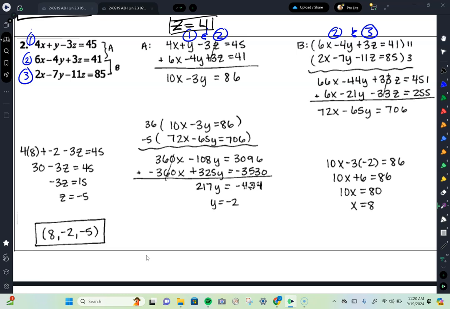I do it wrong. Because I have to eliminate the same. Yeah, you have to eliminate the same variable, right? So here we eliminated z, so then we have to eliminate z here. They don't have any common multiple other than 33. So I had to turn this into a 33 and turn this into a 33.